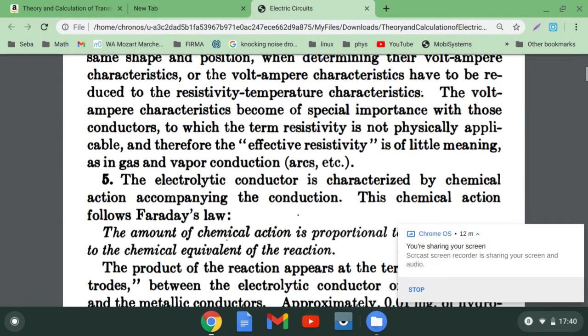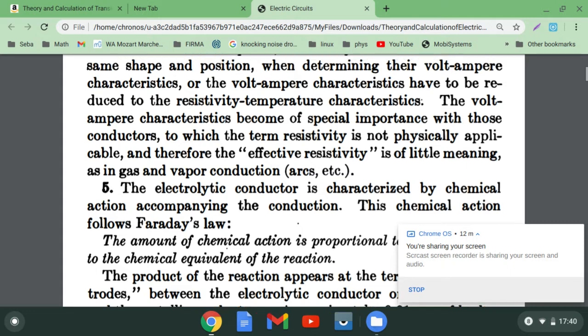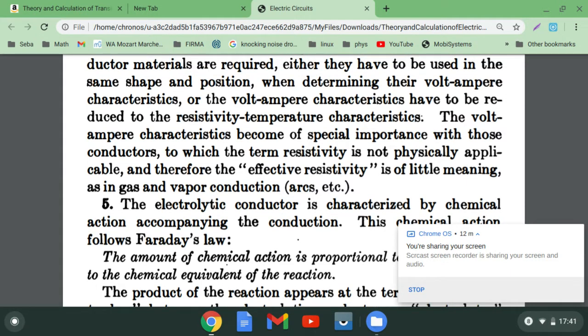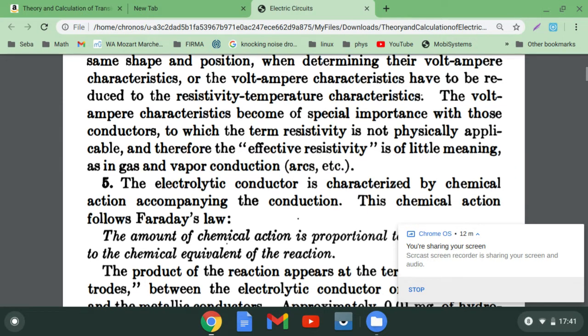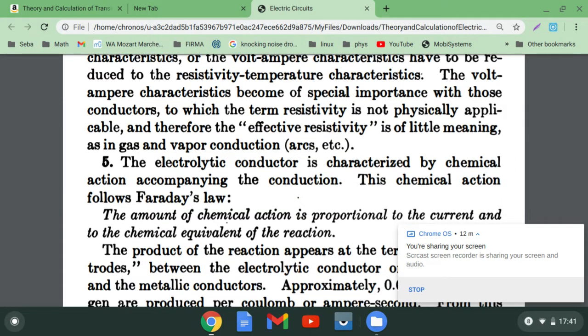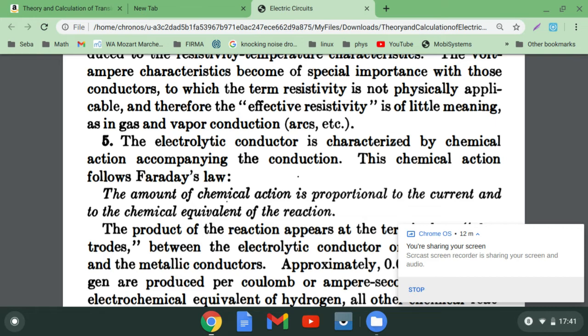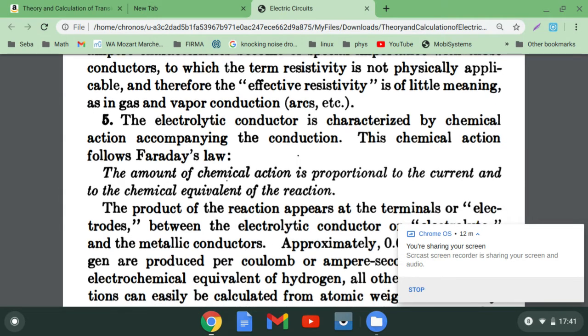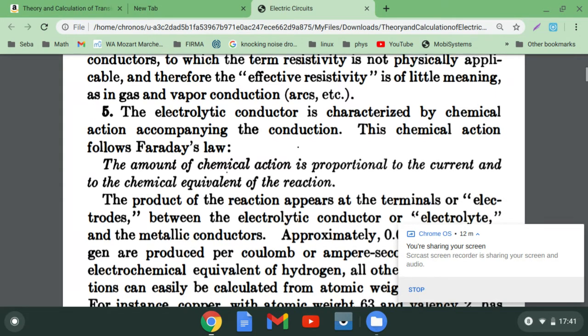The volt-ampere characteristics become of special importance with those conductors to which the term resistivity is not physically applicable, and therefore the effective resistivity is of little meaning, as in gas and vapor conductors, arcs, etc.